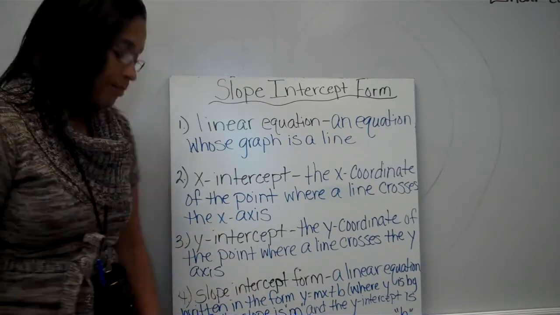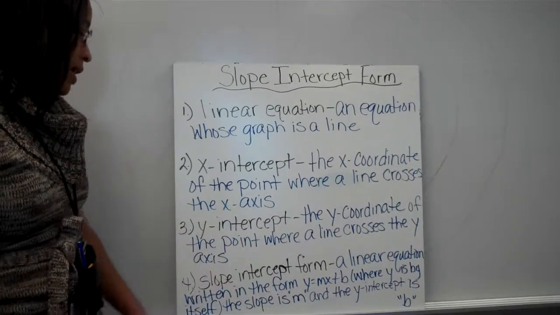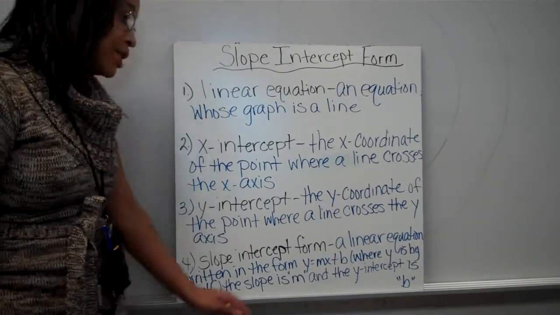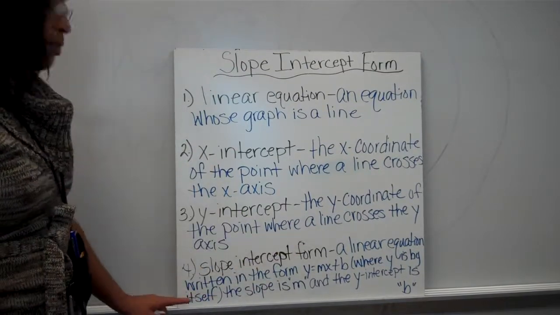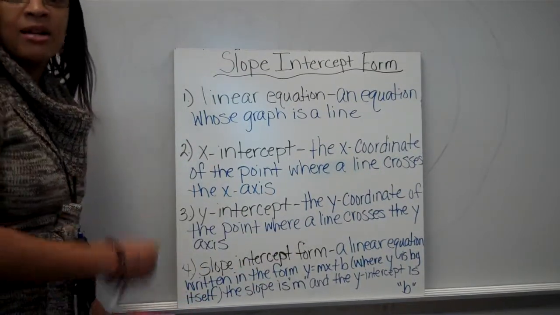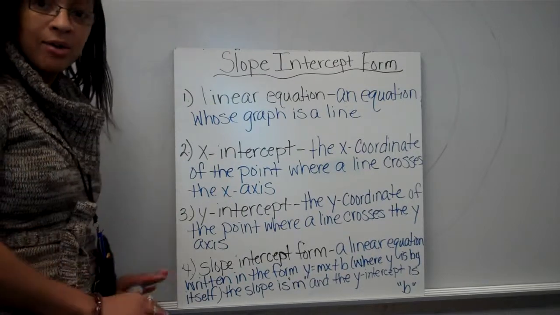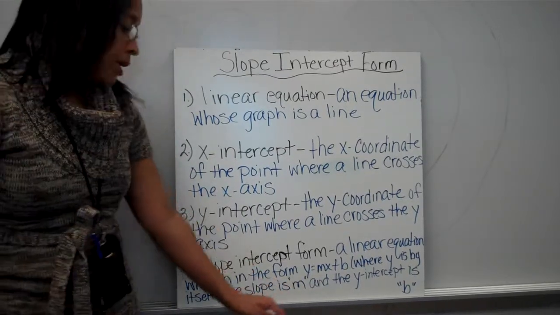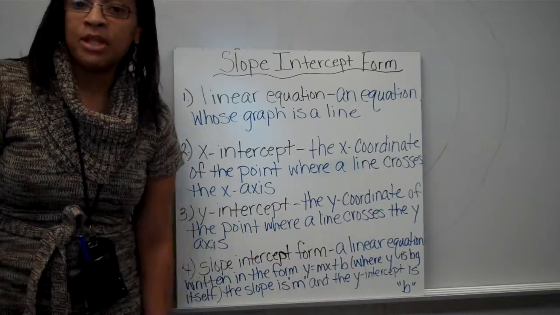the y-axis. Slope-intercept form is a linear equation written in the form of y equals mx plus b, where y is on a side by itself, on one side of the equal sign totally by itself, and the slope is represented by the letter m, and the y-intercept is represented by the letter b.